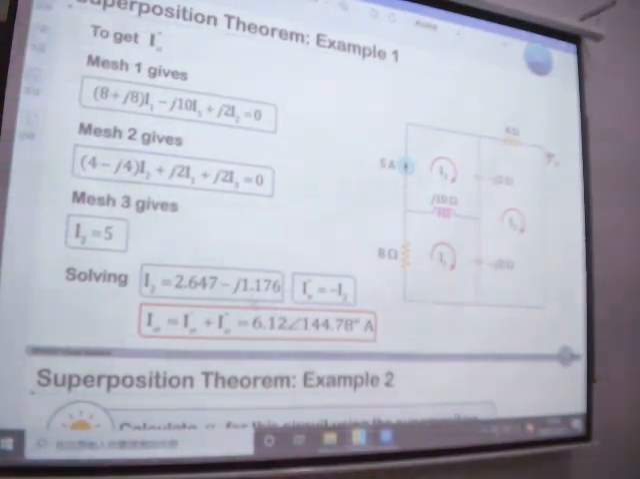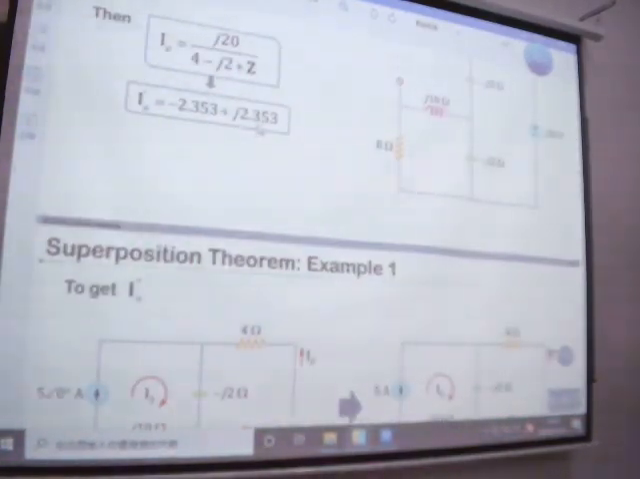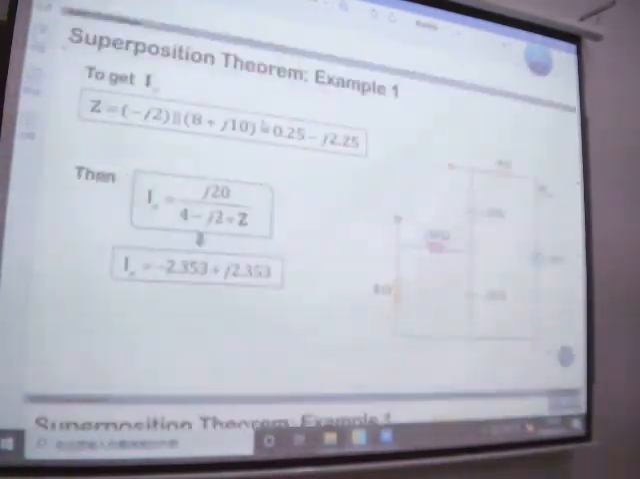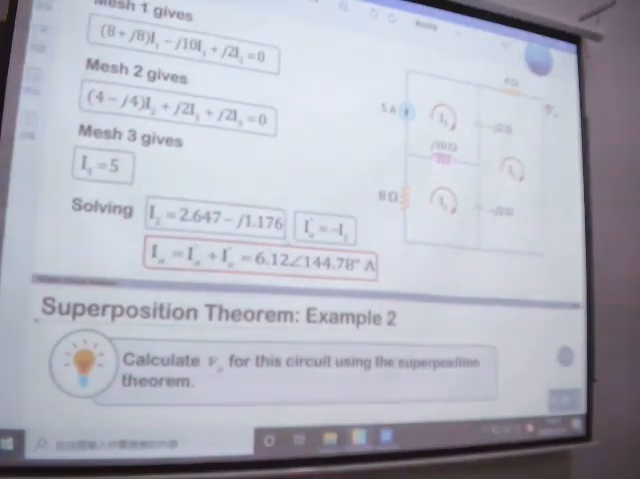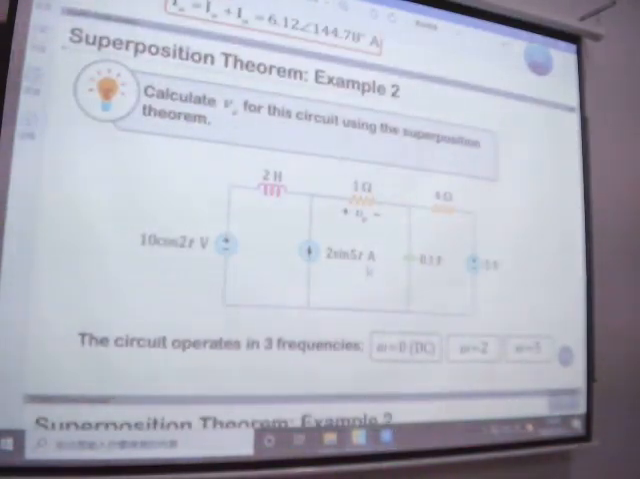Then we can add this one and this one to get a complex number. And then transfer this complex number to the polar coordinate, and we get the phasor form. We get the phasor form like this. Clear? You can use the calculator. It's up to you. Then we finish this example. Now we're going to see example 2.